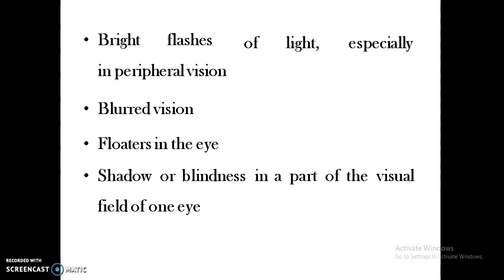They will sense that there are some bright flashes of light. Then blurred vision, then shadow or blindness in part of the visual field of one eye. Once there is a problem in the retina, we will not be able to perceive the image exactly as it is. These are some of the signs and symptoms.